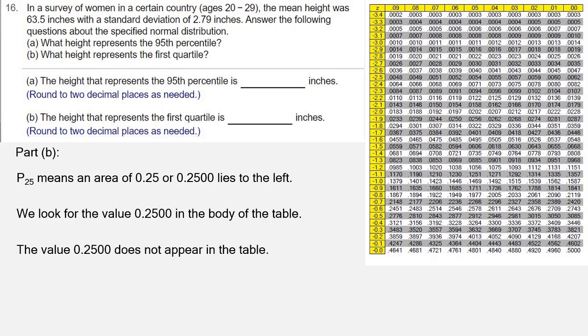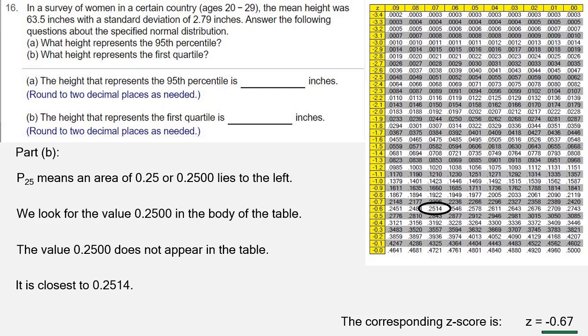We look for the 0.2500, but it's not on the table. So there are 2 values that it's close to, but the closest value that's on the table is the 0.2514. And we said if it's not exactly halfway between 2 values, we use the value that it's closest to. So the z-score that corresponds to 0.2514 is negative 0.67. But again, we're not looking for a z-score here, we're looking for the height.